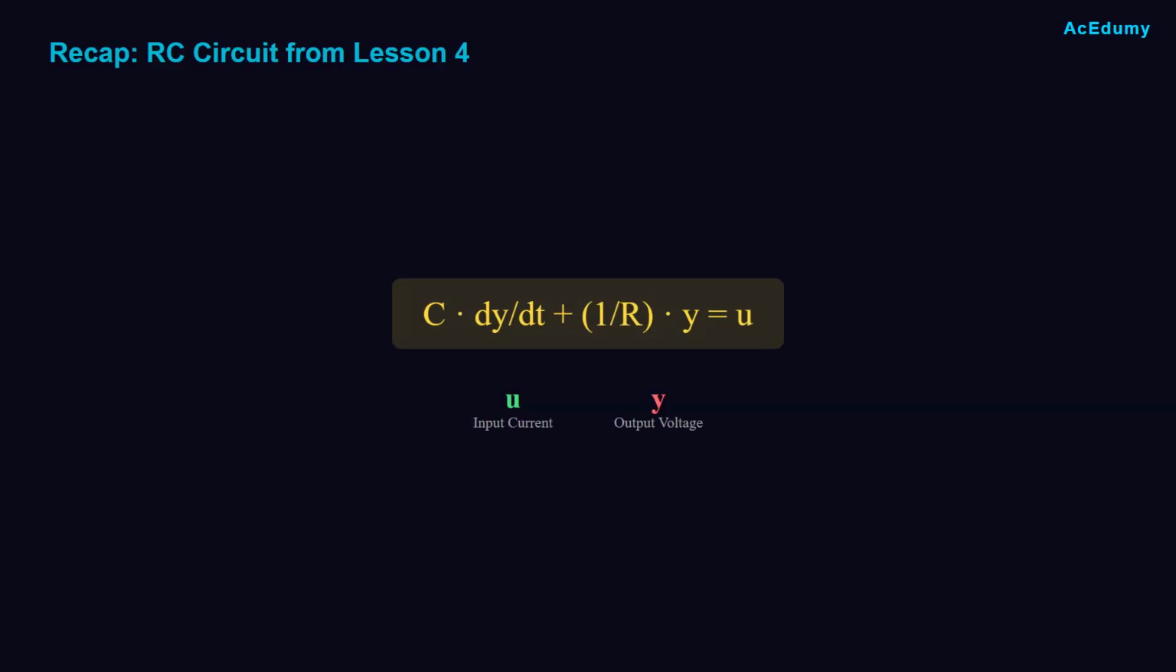Let's recall the RC circuit equation from Lesson 4. We found that C times dy/dt plus 1 over R times y equals U. Here U is the input current and y is the output voltage. Now let's convert this to a block diagram.